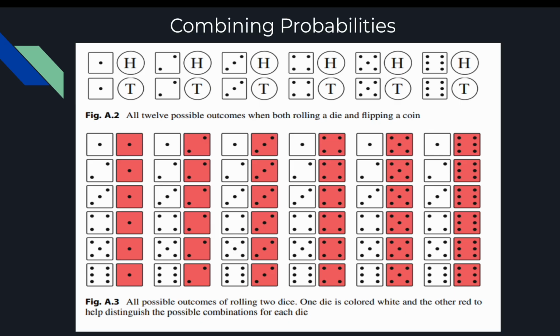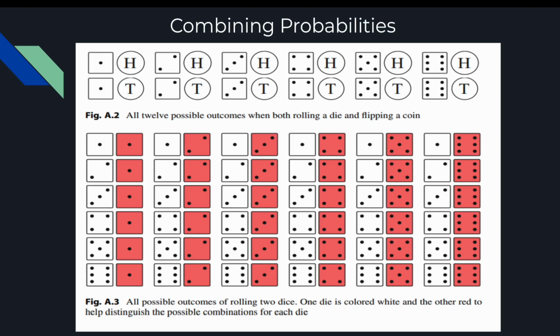So, combined probabilities. Let's take a few examples. Combined probability is the probability of two or more events occurring. You're combining the probability of those two events. For example, what's the probability of getting a 3 when I roll a die and a heads? These are all the possible outcomes of rolling a die and flipping a coin. We see there are 12 total possible outcomes, and only one in which that occurs. So the combined probability would be 1 out of 12.